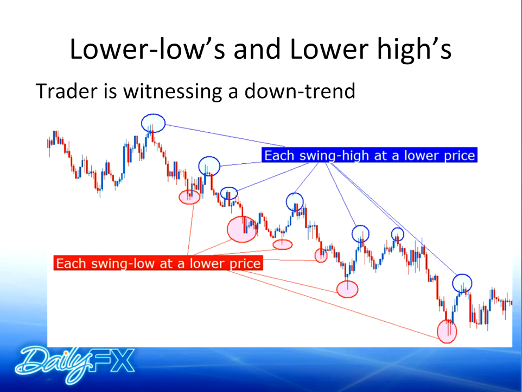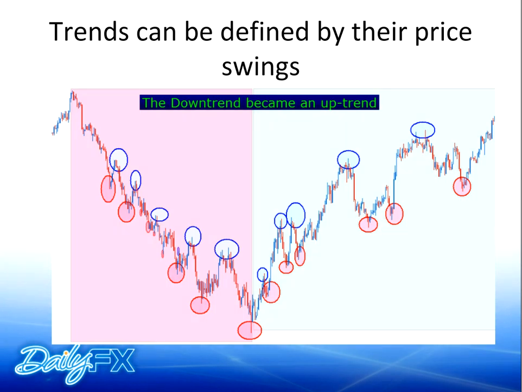And here's the exact opposite of that situation, where now we're looking at swing highs and swing lows being made at lower prices. And this time, the trader's looking at a downtrend. And in this example, we can see where a downtrend turns into an uptrend. And once again, no indicators are needed to be able to classify or decide what direction this trend is going.